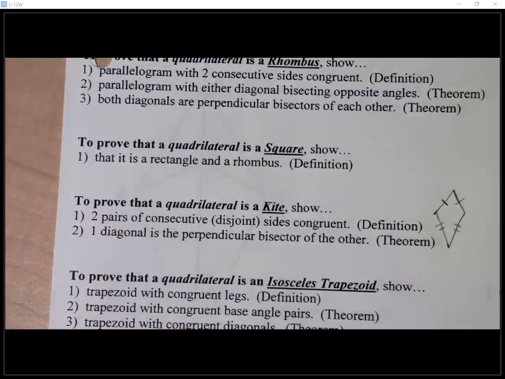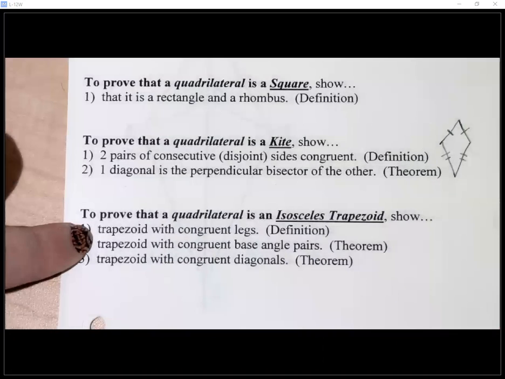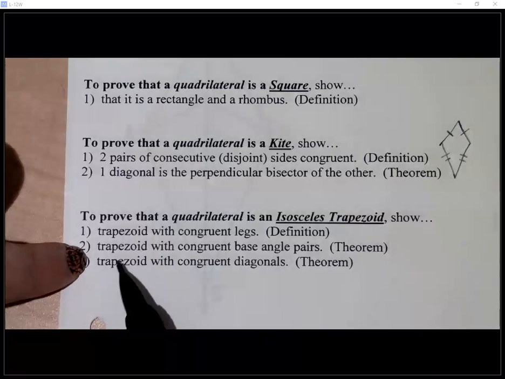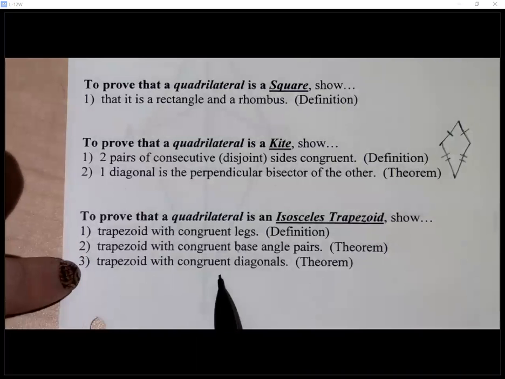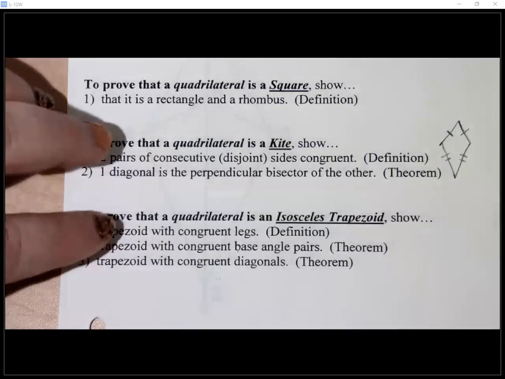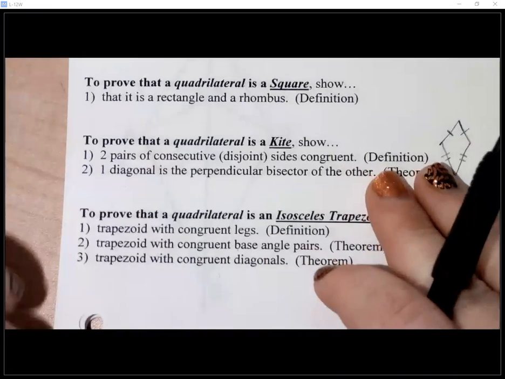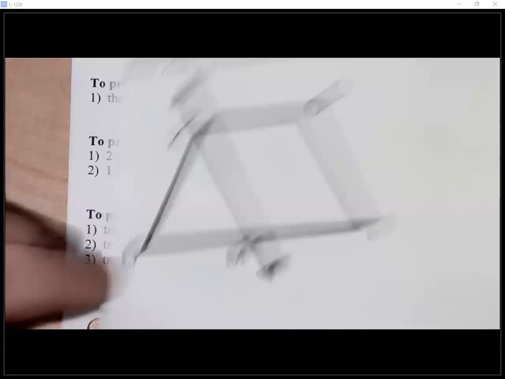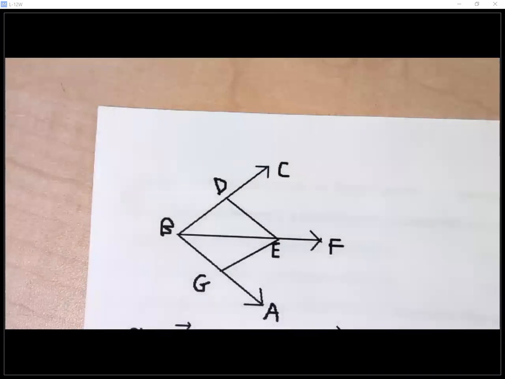And lastly, our friend the isosceles trapezoid. How do we get there? Show me that you have a trapezoid that has congruent legs. That fits the definition. You could also show that it's a trapezoid with congruent base angle pairs, or a trapezoid with congruent diagonals. So any one of those would get you an isosceles trapezoid. All right, cool. Now let's put all this into practice. If you flip this over, oh, how handy. I have a couple of proofs for us to try together. Let's see how we do.